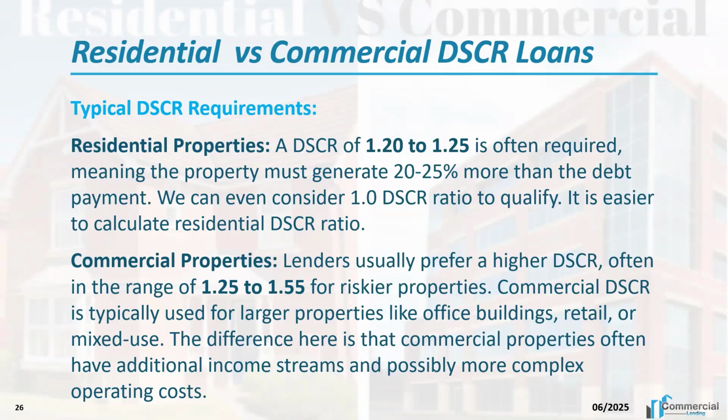Residential DSCR is for residential investment properties that generate income, whereas commercial DSCR is typically used for larger commercial properties like office buildings, retail, or properties with mixed use. It is easier to calculate a residential DSCR ratio, but commercial properties often have additional income streams, which result in more complex operating costs and a more complex DSCR calculation. In residential, a 1.0 DSCR can be considered, or sometimes it is said there is no ratio calculation. But for commercial, the minimum we look for is 1.25, and that can increase depending on the loan type, the borrower's credit profile, and the property's stability.